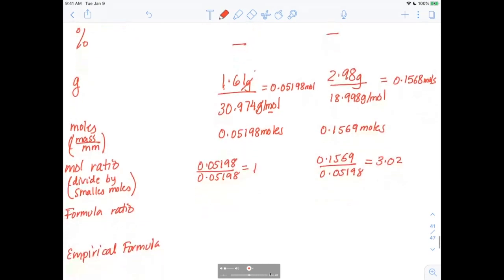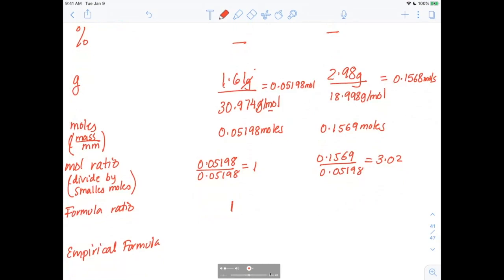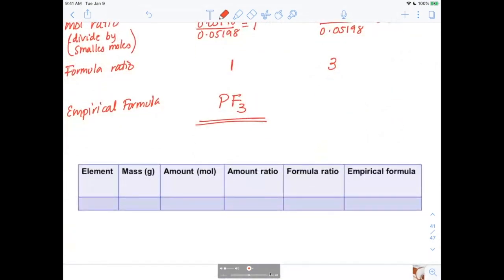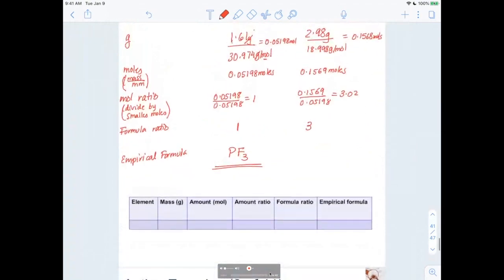So I'm going to round this to 1 and 3 because the number after the decimal is 0.02. It's not a special number. If it was 0.33, I'm going to give that in a second. If it was 0.33 or 0.25, I have to do certain things. For this one here, I don't. So my empirical formula will then be, P was first, right? P, F, 3. Empirical formula. Ta-da!